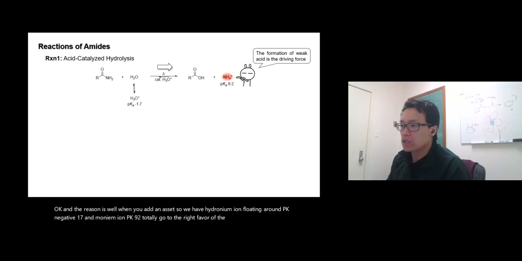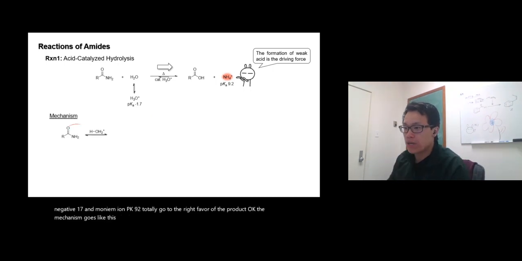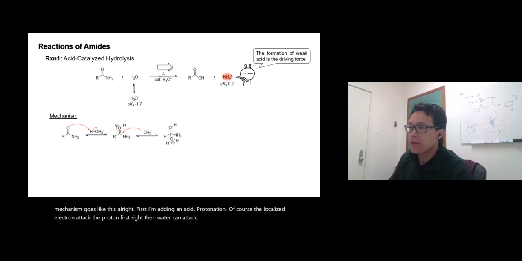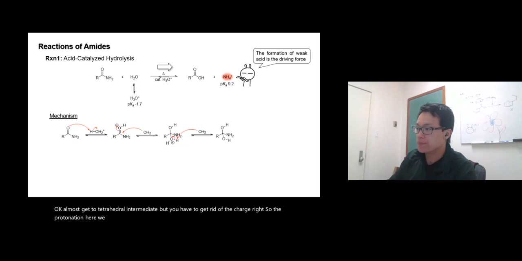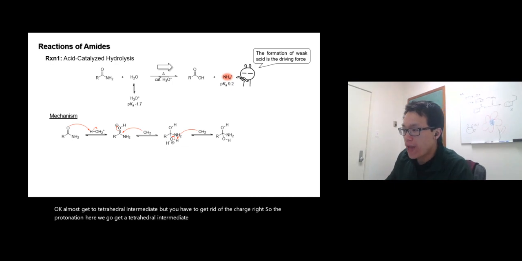Okay, the mechanism goes like this. All right, first step, adding an acid, protonation. Of course, the localized electrons take the proton first. All right, then water can attack. Okay, almost get to the tetrahedral intermediate, but you have to get rid of the charge, right? So deprotonation, here we go. That's a tetrahedral intermediate. All right, let's see what else we have to do. So we're halfway now, really similar to esterification.